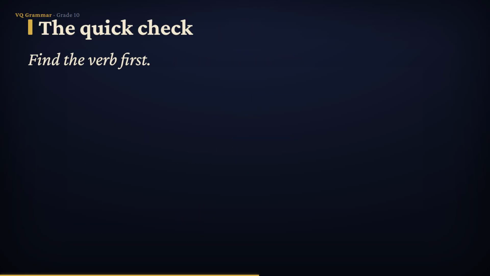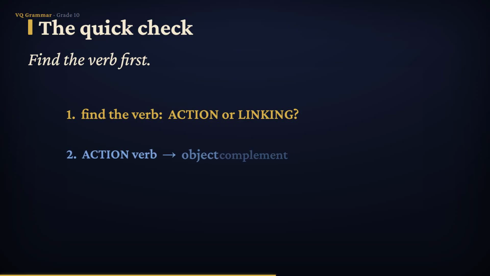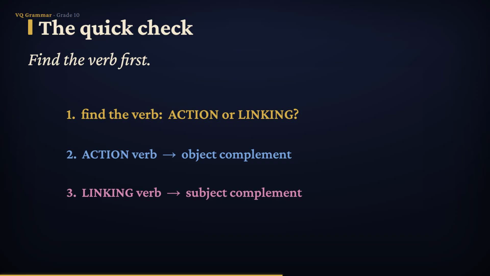Let's boil the whole lesson into a quick check you can run on any sentence. Step 1. Find the verb and ask whether it's an action verb or a linking verb. That one question does most of the work for you. Step 2. If it's an action verb with a direct object and an extra word is riding along right behind that object, you're looking at an object complement. Step 3. If the verb is a linking verb, then any word completing it is a subject complement.